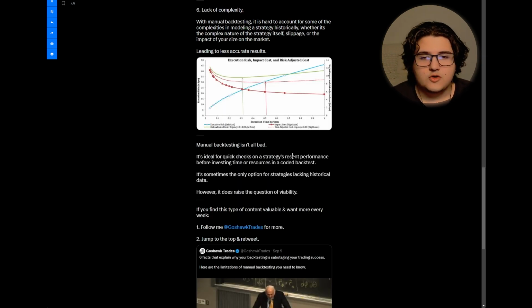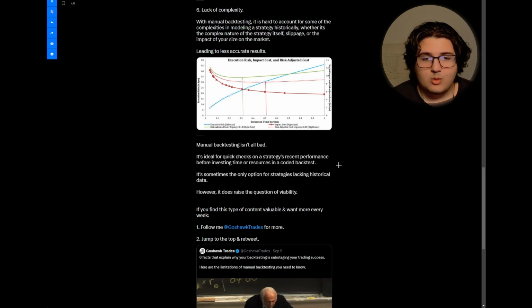Now, in this whole post, I know I'm talking very poorly about manual backtesting, but it isn't all bad. It's ideal for quick checks on a strategy's recent performance before investing time or resources into a coded backtest. It's also sometimes the only option for strategies lacking historical data. However, it does raise the question of viability. I think this was not properly explained in my tweets. I always do these videos to help flesh them out a bit more.